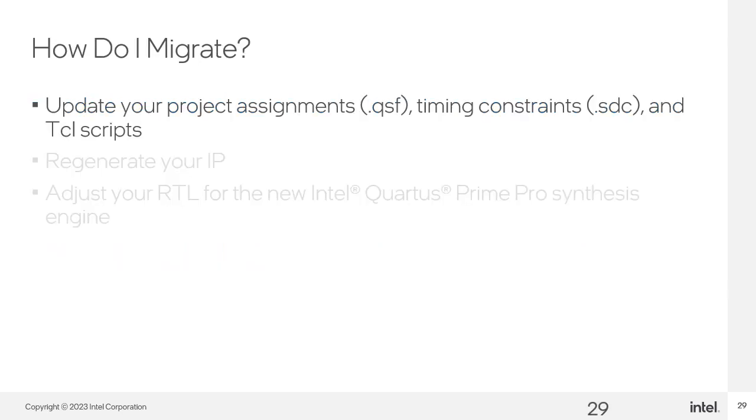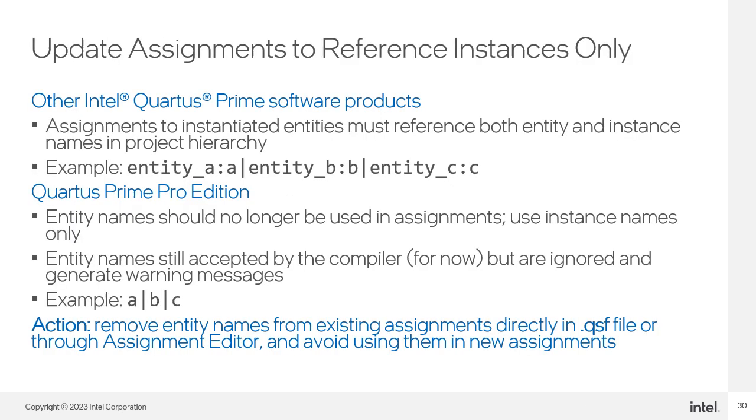So let's take a look at what is required for Step 1, the assignments and script changes that may be required when migrating to the Pro Edition. One of the main differences between assignments in other Intel Quartus software products and the Quartus Prime Pro Edition is how module instances are referenced in the design hierarchy. In other Quartus software products, assignments need to include both the name of an instantiated entity and the entity's instance name, as shown in the example.